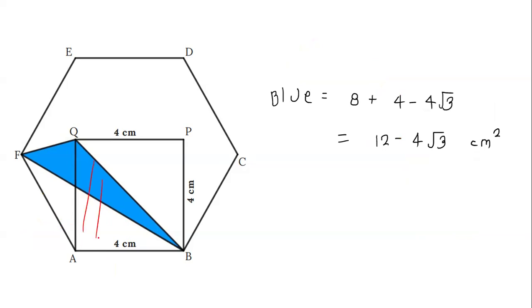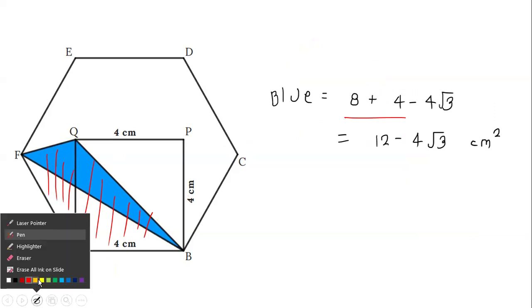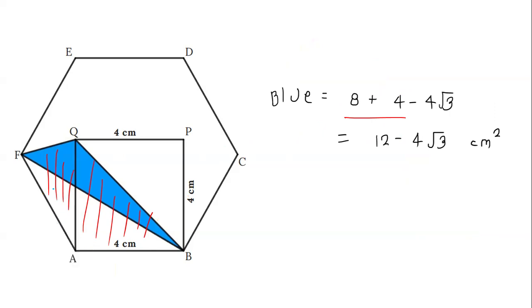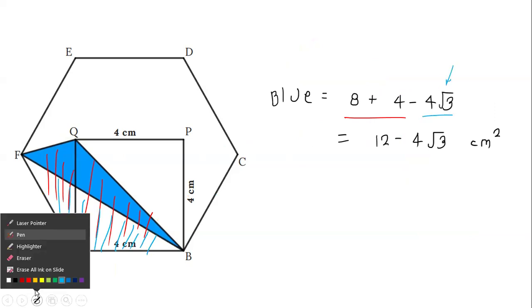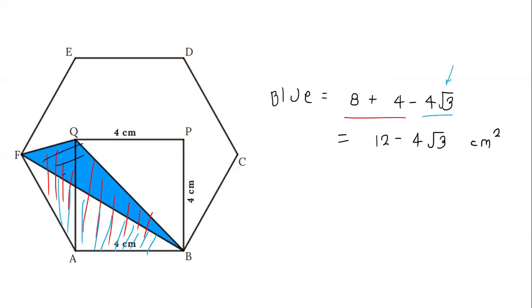So now you know the ABQ triangle and the AFQ triangle. You sum both of these, which is 8 plus 4, 12, and subtract this ABF triangle area, which is 4 root 3, then you can get this blue area, which I colored in black. So it is 12 minus 4 root 3 centimeter square, and in this way you can calculate this.